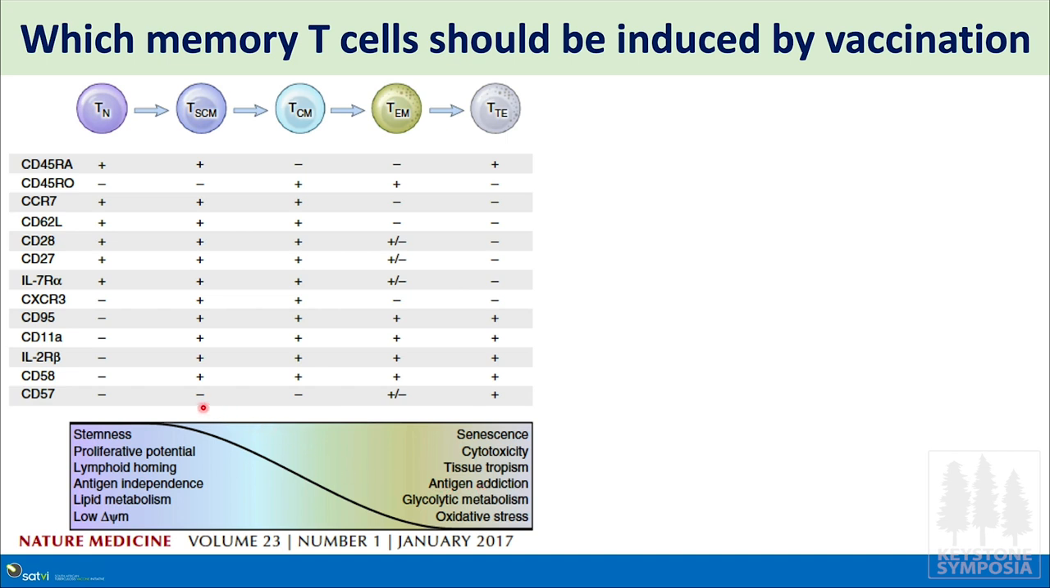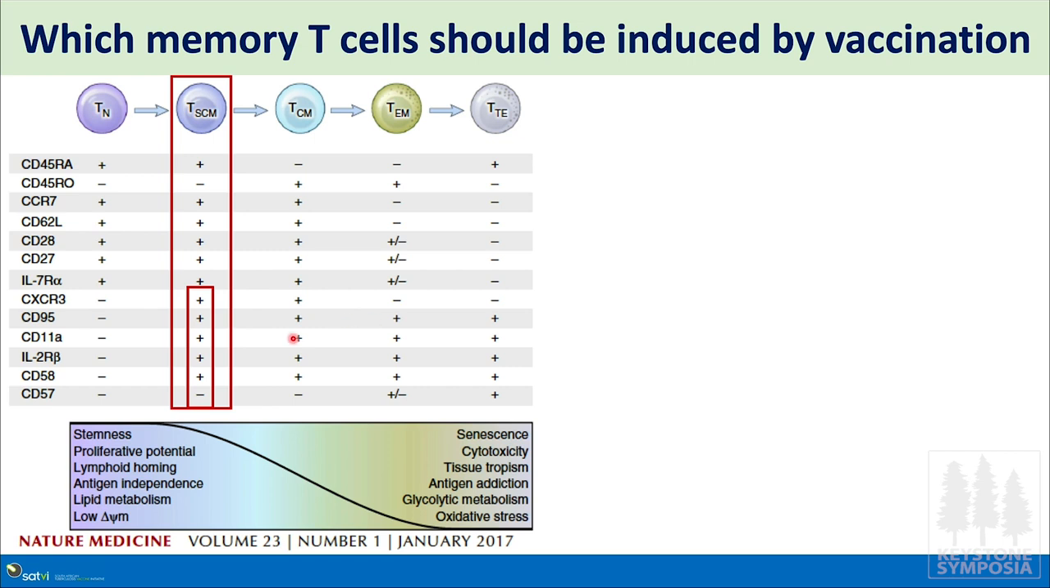Within the last 10 years, there was a relatively newly described memory phenotype known as stem cell memory cells, which I'll just call TSCM for short because it's quite a mouthful. This memory phenotype looks like naive in that they express CD45RA, CCR7, and CD62L. However, they do express memory-associated markers such as CXCR3 and CD95. As you can see, these markers are generally upregulated as cells become antigen exposed.